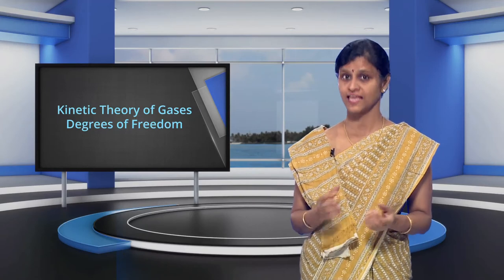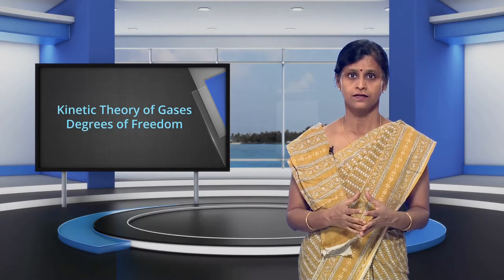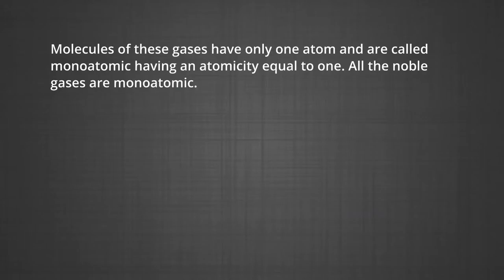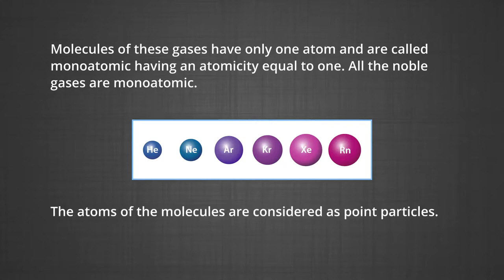We will now analyze the motion of different types of gas molecules and the energy associated with the motion of the molecules. Now, here we talk about the atomicity of molecules. The number of atoms in the molecule is called the atomicity of the molecule. Monoatomic gases have in their molecule only one atom, and therefore we say that they have an atomicity equal to 1. All noble gases are monoatomic.